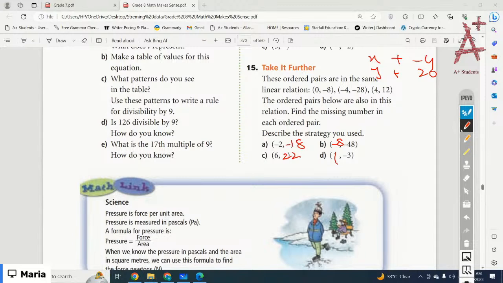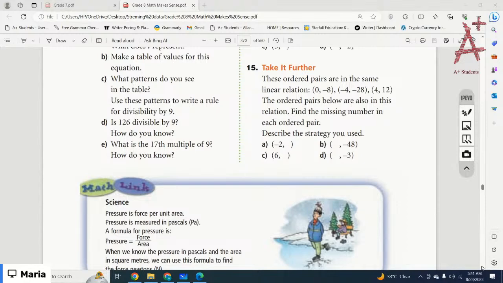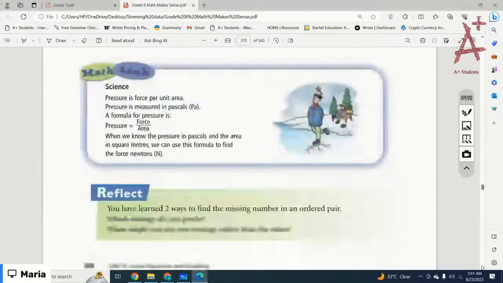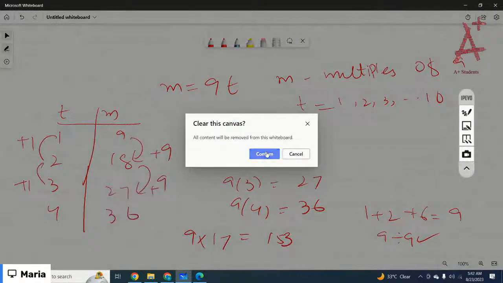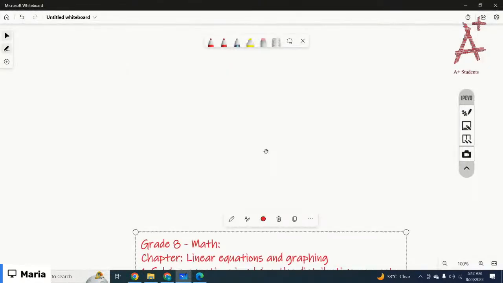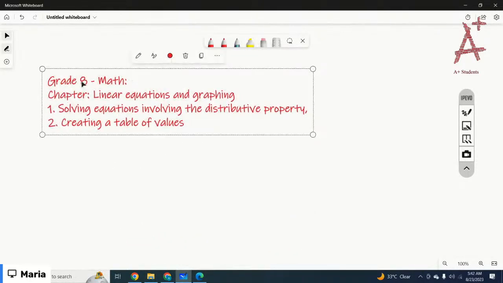So we are done with the lesson. Okay, working on grade 8 math. The chapter we're working on is linear equations and graphing. The lessons we have covered are solving equations involving the distributive property, and we just did creating a table of values. So please make sure before the next session you complete all the questions I skipped.